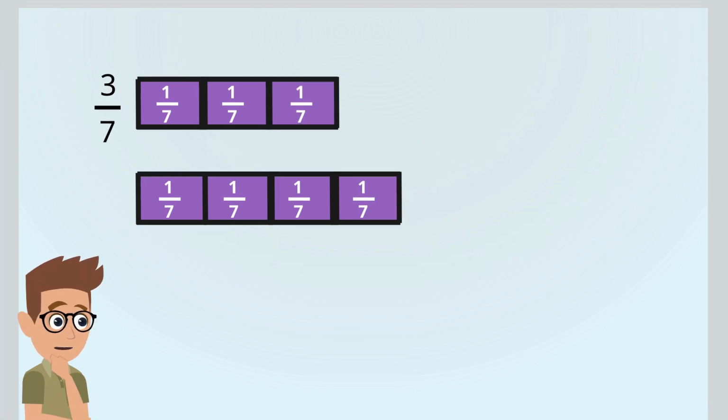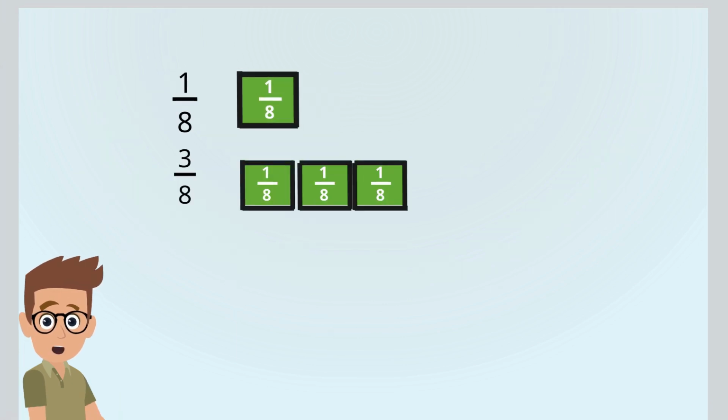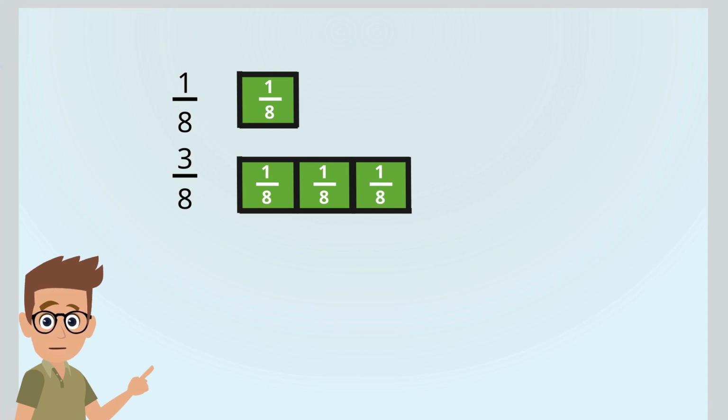Now, let's compare 3/7 and 4/7. Which fraction is bigger? 4/7 is greater since it is longer. Now, let's compare 1/8 and 3/8. Which fraction is greater? Pause and discuss with your friends.